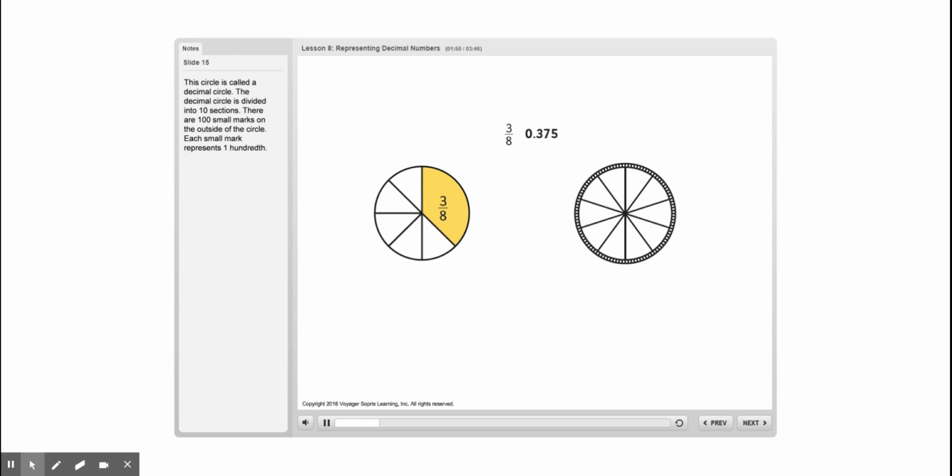This circle is called a decimal circle. The decimal circle is divided into 10 sections. There are 100 small marks on the outside of the circle. Each small mark represents 1/100th.